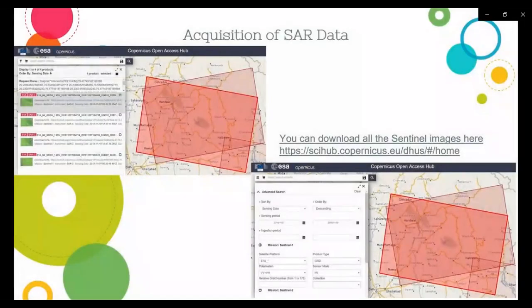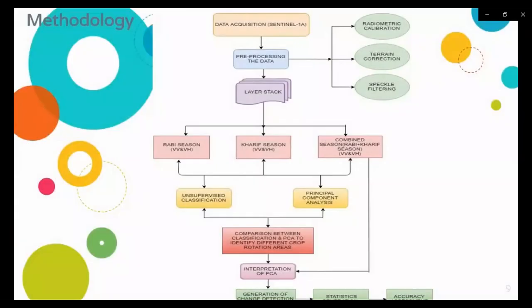So this slide shows the source of acquisition of SAR data, which is the European Space Agency ESA Copernicus Open Access Hub. Here it shows the methodology of the research. So first we are doing the data acquisition, which is Sentinel-1A, which has 12 days temporal resolution. Then it comes to pre-processing the data.